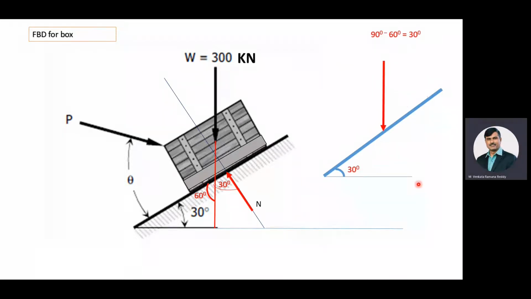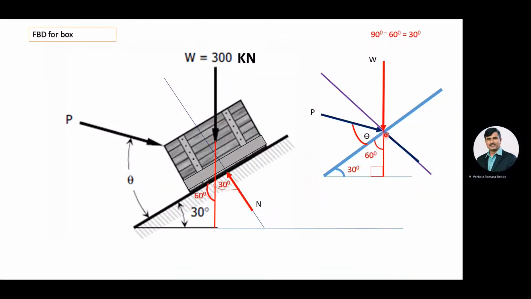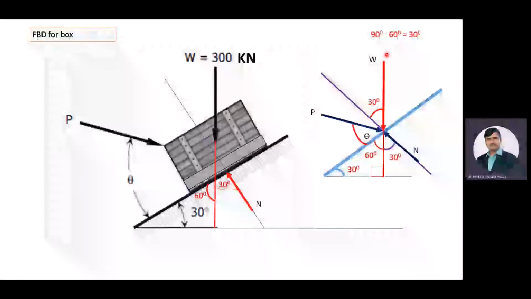Here this is the weight force. This inclination with the incline is theta degrees. The weight force is perpendicular to the ground, 90 degrees, and it is 60 degrees. The normal reaction N has a total inclination with the incline of 90 degrees. If it is 60 degrees, this angle becomes 30 degrees. That is, the angle between the normal reaction and the weight force is 30 degrees.